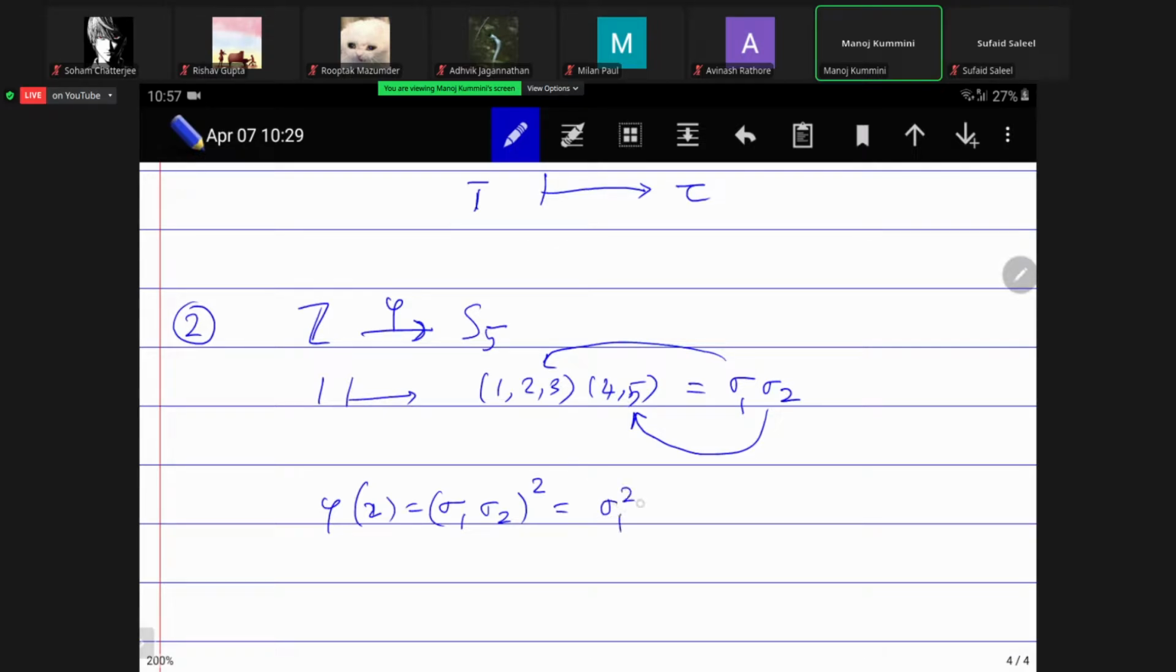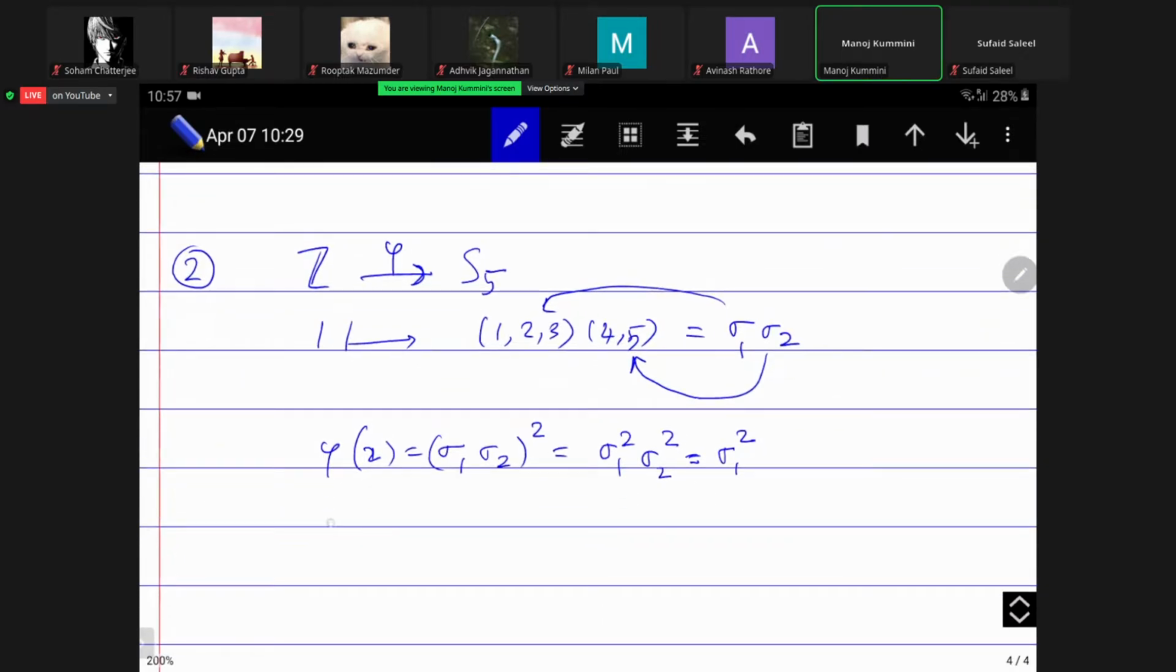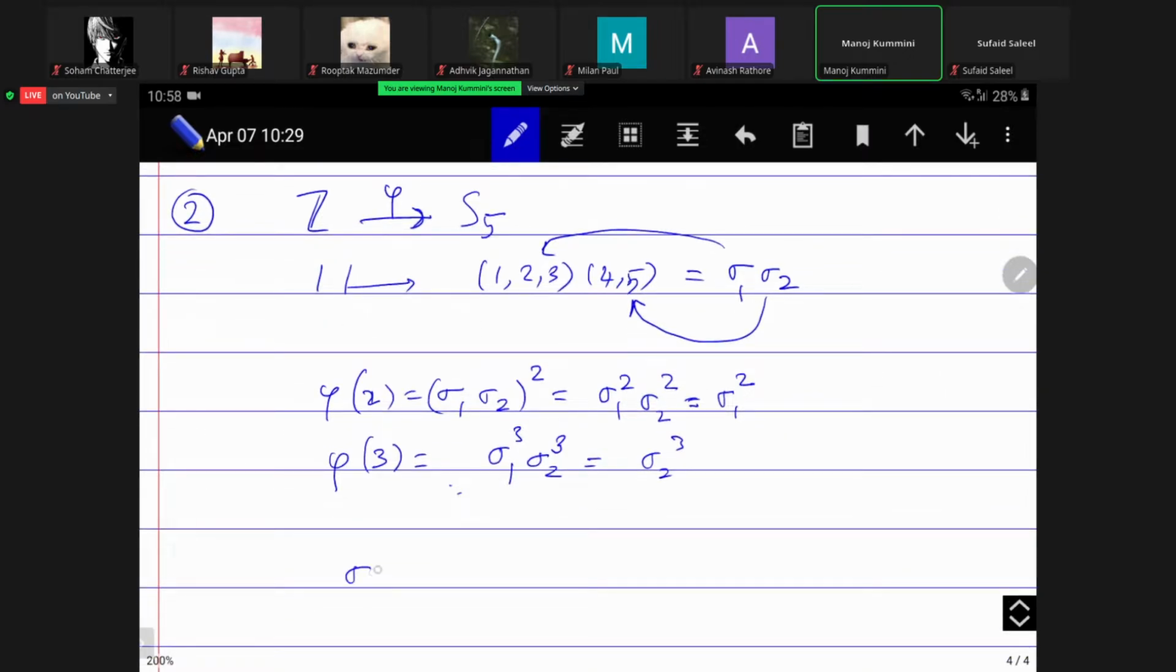So this is just sigma 1 squared, sigma 2 squared, and sigma 2 squared is 1 because it's a transposition. So this is just sigma 1 squared. Phi of 3 is, for similar reason, sigma 1 cubed, sigma 2 cubed, but sigma 1 cubed is identity. So this is sigma 2 cubed, and so on. We'll get that sigma to the 6 is identity, but not sigma to the 5. Sigma 2 cubed is just sigma 2, you're right. Correct. This is identity.